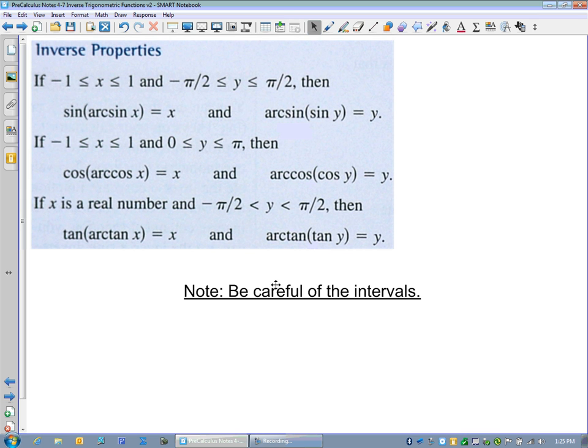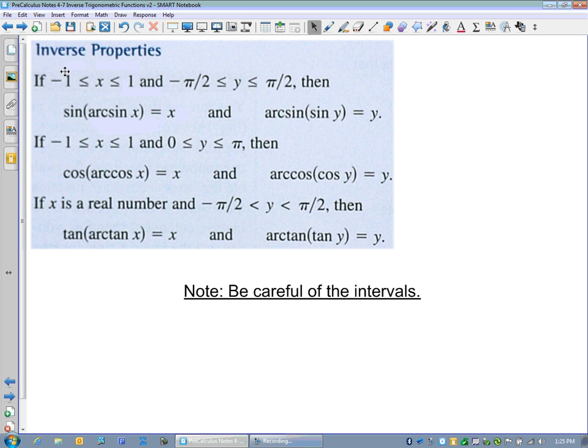There are some conditions that must be met. Now they give them to you here, but these can be a little confusing. What it boils down to is you either have the inverse function inside or you have the regular function inside. And remember, we do these things algebraically. We do the insides first, the inner parentheses first, order of operations.